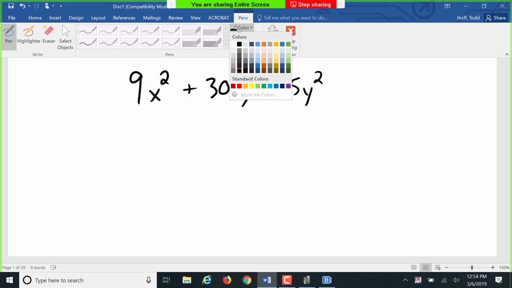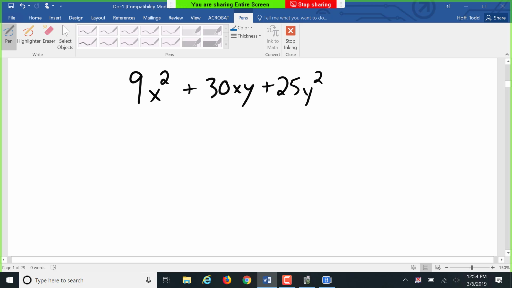So in our perfect square trinomials, we can end up with variables in that third term as well, and it doesn't affect our process. It's still going to be the same. So the first term, 9x squared, what is the square root of 9x squared? 3x. The third term, the last term, is 25y squared.